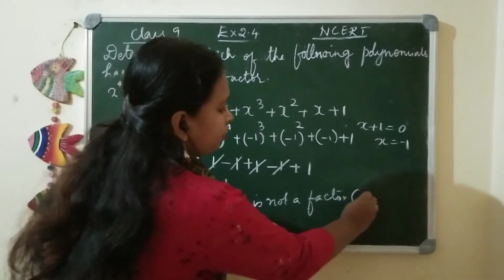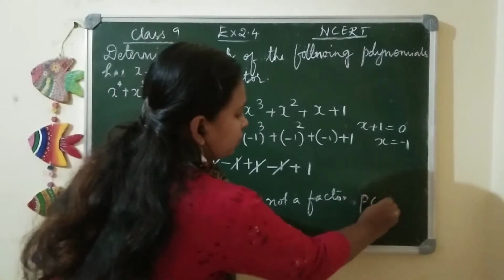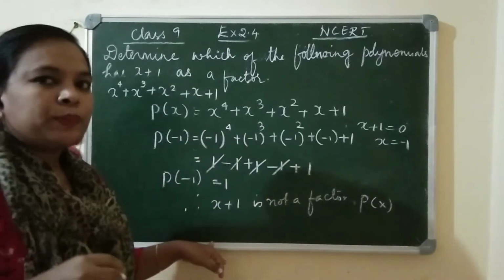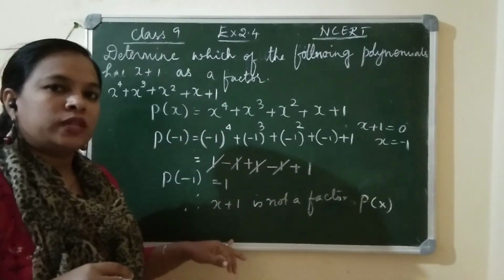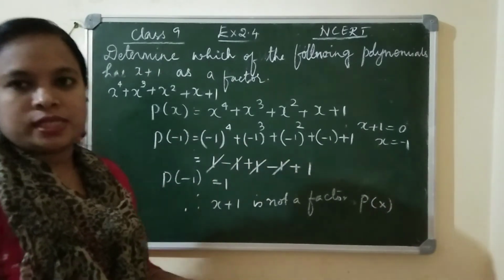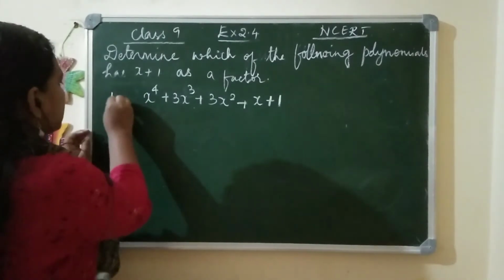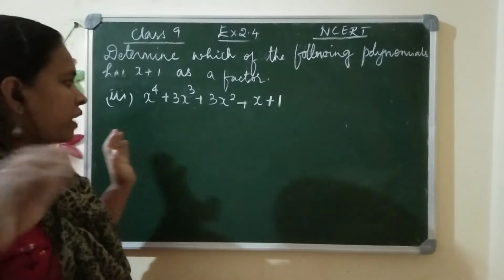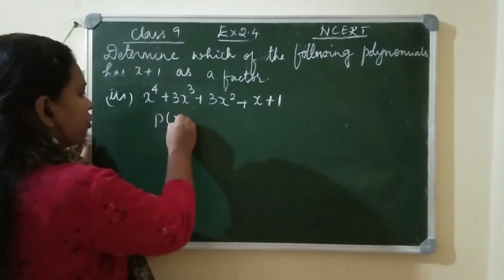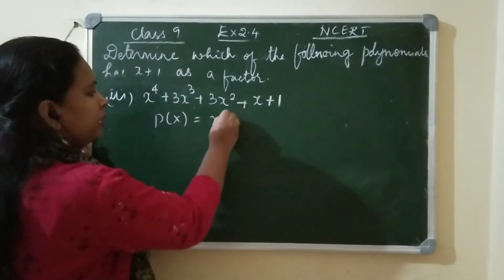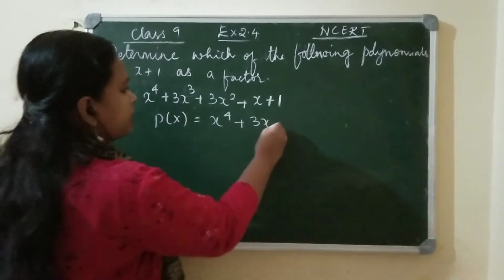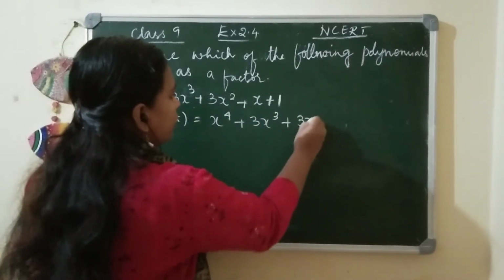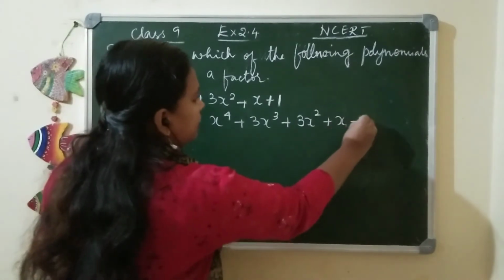The same way we are going to do for the other two questions also. Hope you people are feeling confident now. Now let's see how to solve the next question. Okay, this is the third subdivision. As soon as you see the question, the first step you have to do is equate it to p of x. So now p of x will be x power 4 plus 3x cube plus 3x square plus x and plus 1.